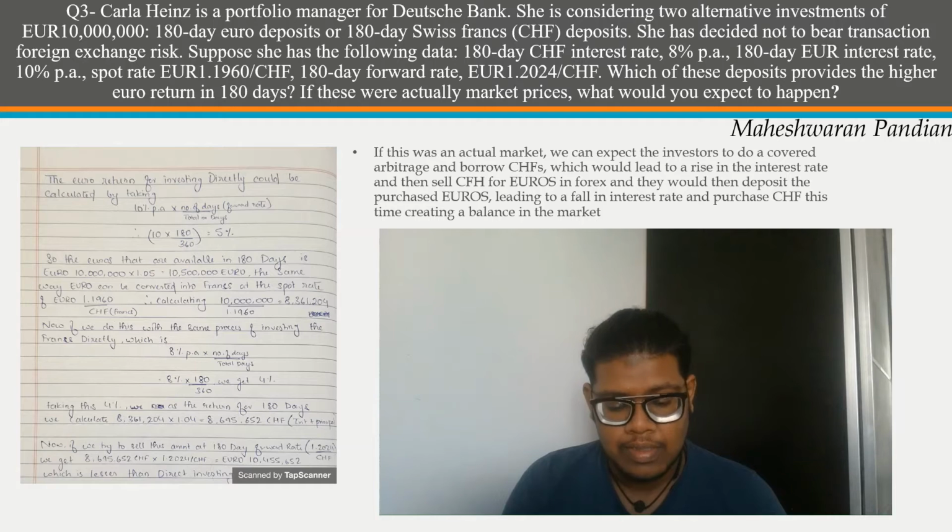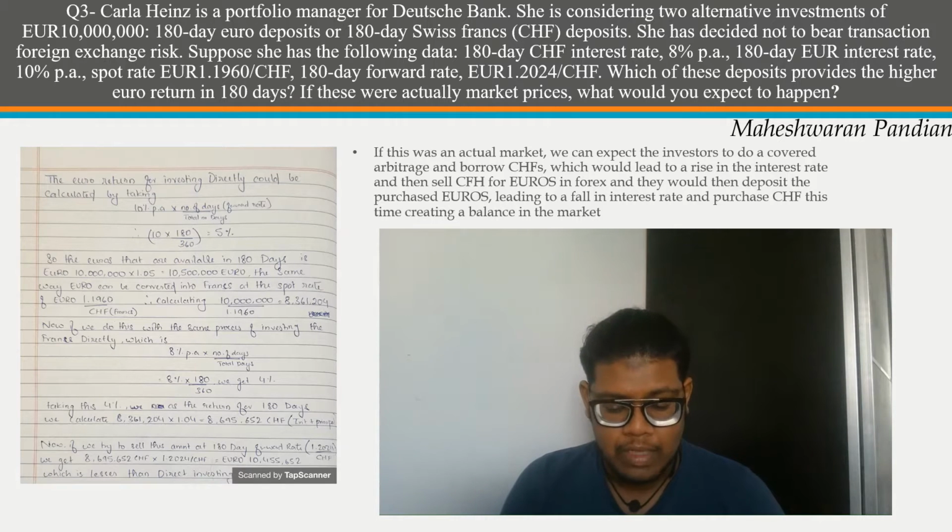In the same way, these euros can be converted into francs at the spot rate of 1.1960. When you calculate, you get 8,361,204 francs. Now if we do the same process using francs, we take 8% per annum this time, times the number of days, that is 180 divided by 360. So we get 4%. When we take this 4% of 8,361,204 francs, we get 8,695,652 CHF, which is the interest plus the principal.